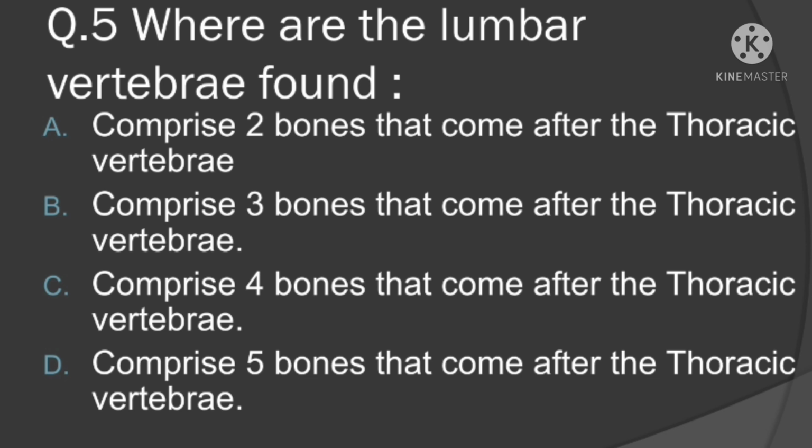Question number 5. What are the lumbar vertebrae? A. Comprise 2 bones that come after the thoracic vertebrae. B. Comprise 3 bones that come after the thoracic vertebrae. C. Comprise 4 bones that come after the thoracic vertebrae. D. Comprise 5 bones that come after the thoracic vertebrae. And the correct answer is D. Comprise 5 bones that come after the thoracic vertebrae.